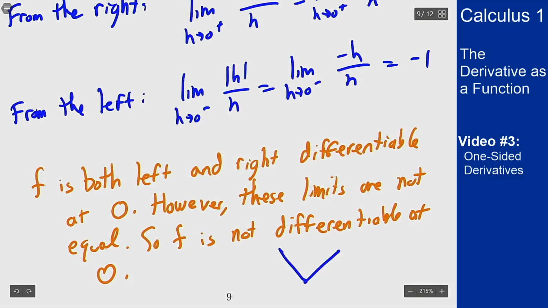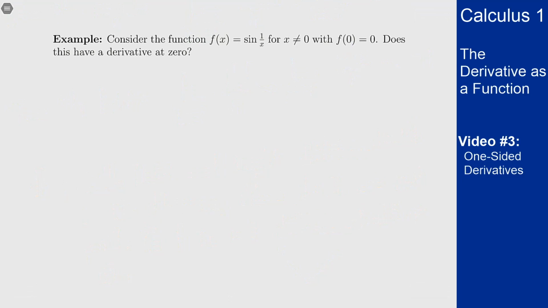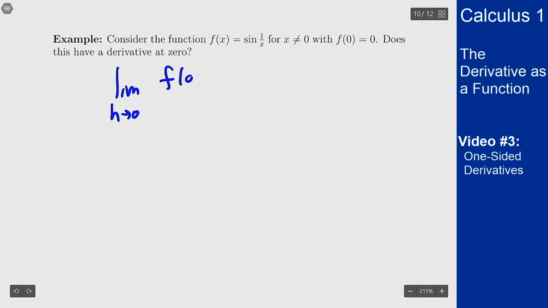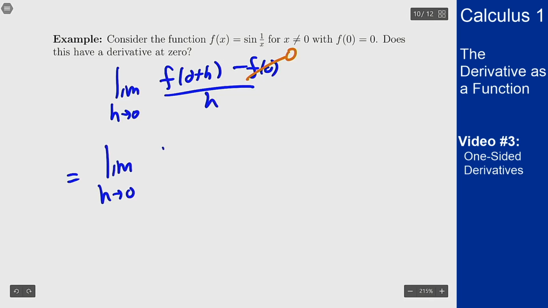As one more example, we can look at the function f(x) equals sine of 1 over x, as long as x is not 0, and f of 0 is 0. And again, look at this derivative at 0. So I'm looking at the limit as h goes to 0 of f of 0 plus h minus f of 0 over h. f of 0 is just 0. I know how to plug in for f of 0 plus h, it's just going to be sine of 1 over h. And so this becomes the limit as h goes to 0 of 1 over h times sine of 1 over h.